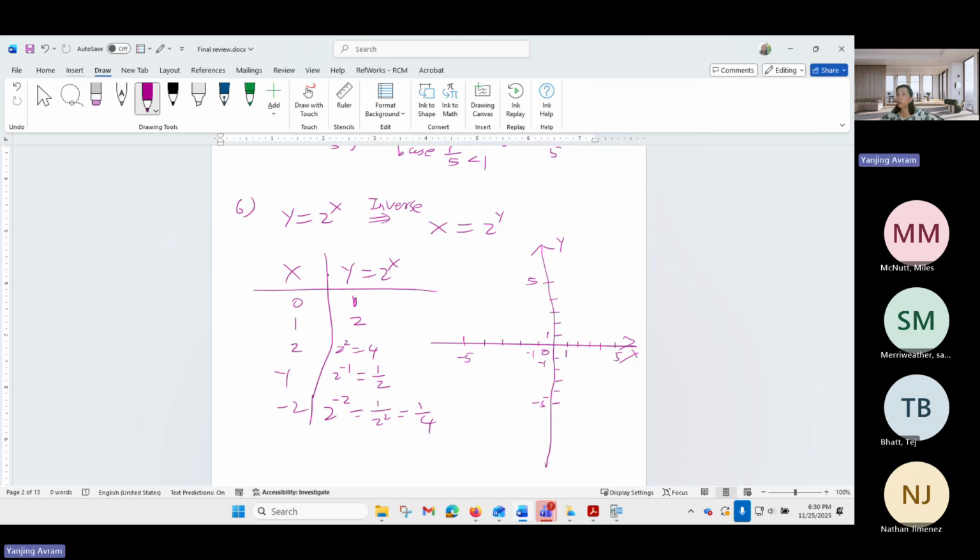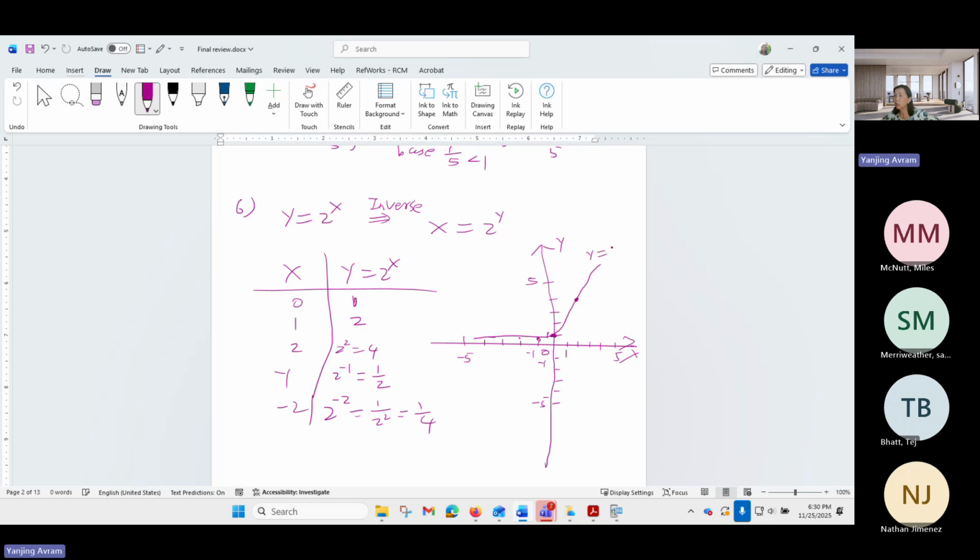Okay, so we're gonna graph this one right here. This is exponential, right? When x is 0, y equal to 1. When x equal to 2, y will be 4, so right here. When x equal to negative 1, this will be 1 half, somewhere right here. When x equal to negative 2, this will be even smaller. So when I graph this exponential equation, it will be something like that.